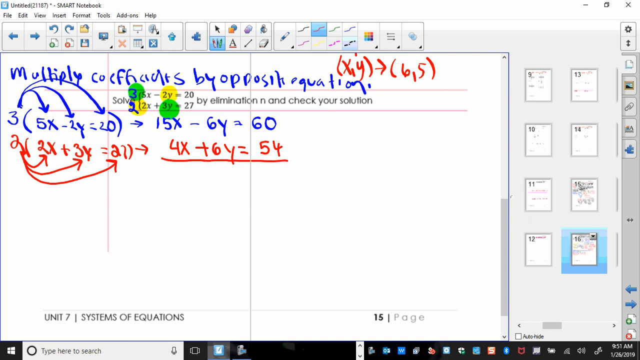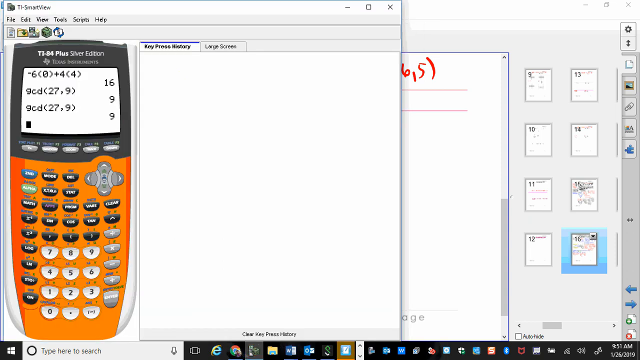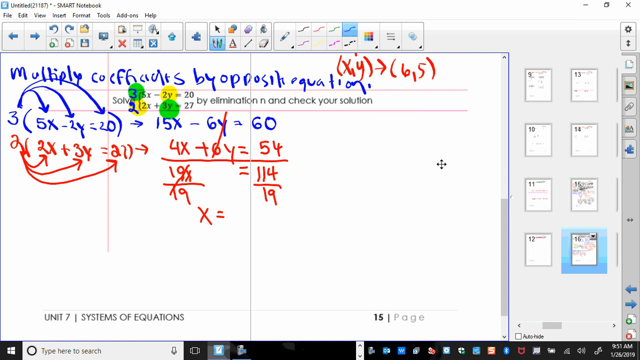Now we go through the process of elimination. So 15x's plus 4x's is 19x's. 6y's go away, equals 114. In order to get rid of 19, I'm going to have to divide it on both sides. I do the opposite. X equals, do I know what it is? Probably so, but you'll never know because I'm going to the graphing calculator like a boss. 114 divided by 19 equals 6. There we go. So X equals 6. Now I just need y.